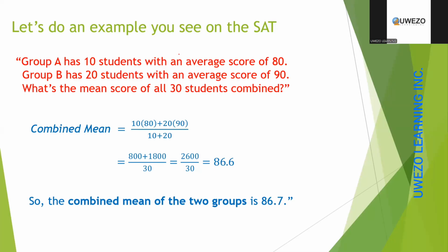Let's do an example you may see on the SAT. Suppose group A has 10 students with an average score of 80 and group B has 20 students with an average score of 90. So 80 and 10 are our M1 and N1 values, and 90 and 20 are our M2 and N2 values. Now let us apply the combined mean formula: M1 N1 plus M2 N2, whole divided by N1 plus N2.